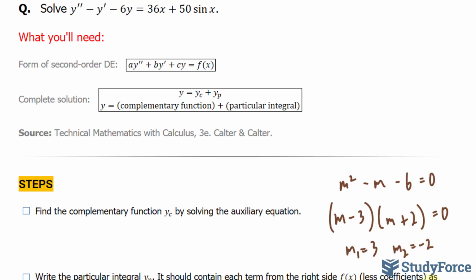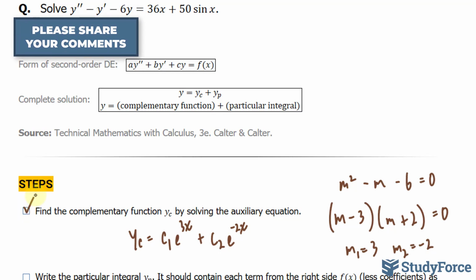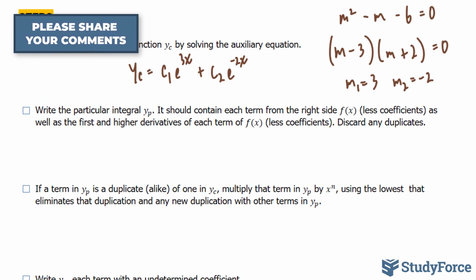Using these two very important numbers, I can write down the complementary function. So I have y subscript c is equal to c subscript 1, my first constant, times e to the power of my first m times x, plus c subscript 2 times e to the power of my second m, which is negative 2x. We've just completed step number 1. Let's move on to step number 2.